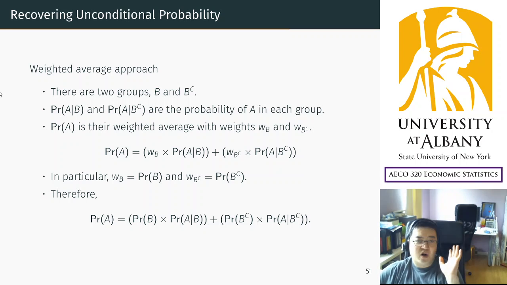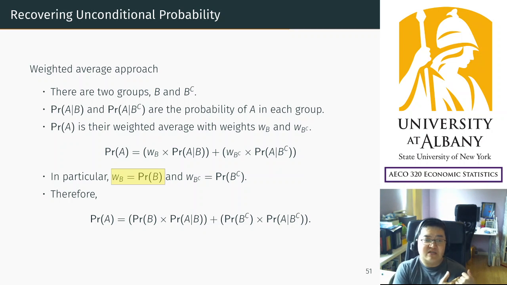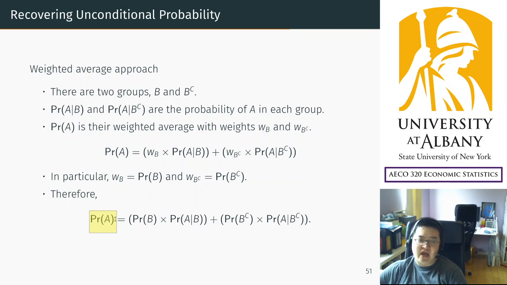We have two defect rates, one for each group, and their weighted average is the overall defect rate. And in particular, what we just derived shows that the weights equal the probability of each group, which is natural. Because if a group is more likely to happen, you have to put more weight on it. And if a group is unlikely to happen, then you have to put a smaller weight on it. So in the end, the overall probability of A is a weighted average of the two group-level conditional probabilities, and the weights are probabilities.